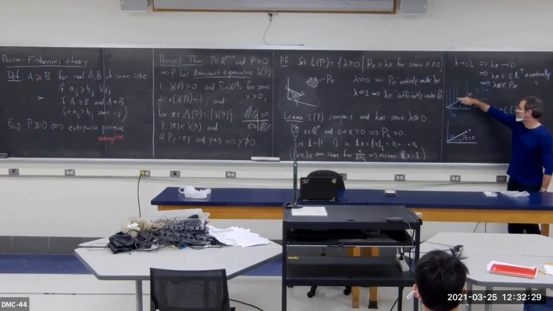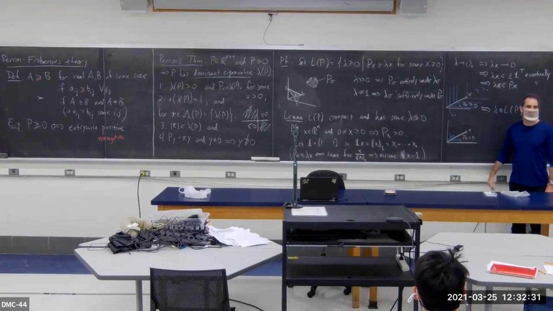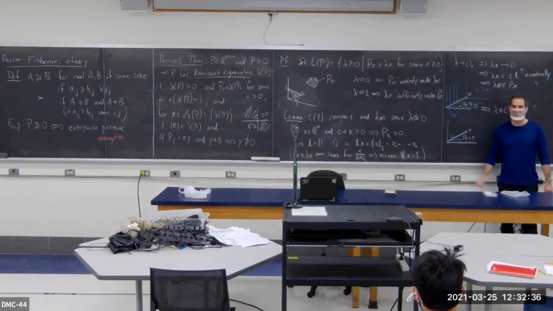It's the same as the argument over here, just kind of dual. This is looking at the stuff that's bigger than lambda x. This is looking at the stuff that's less than px.